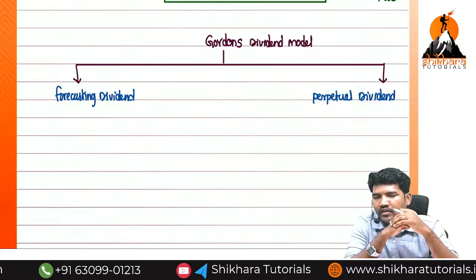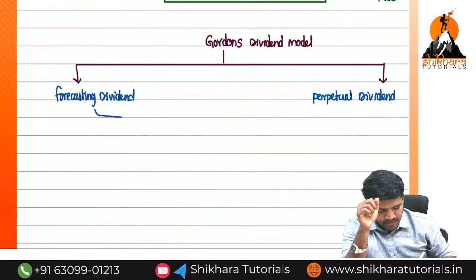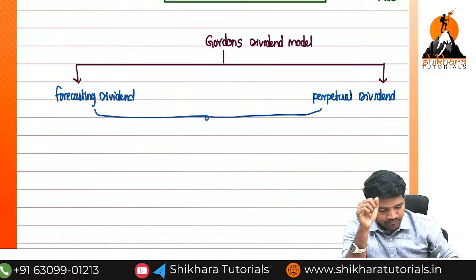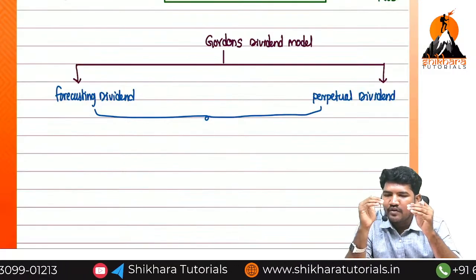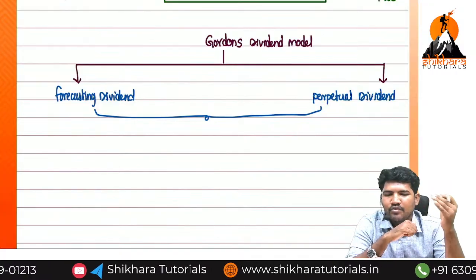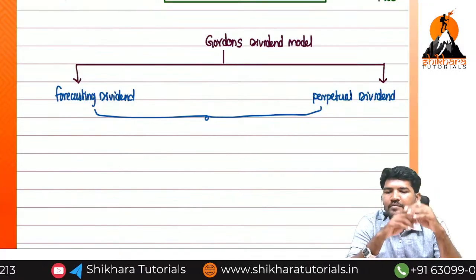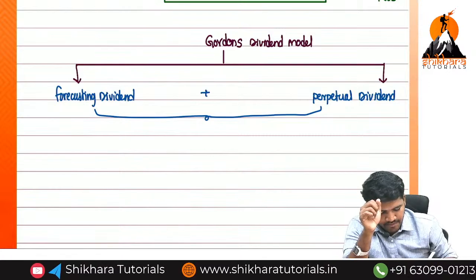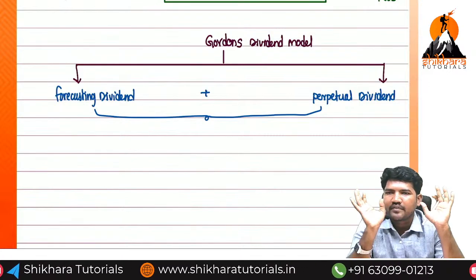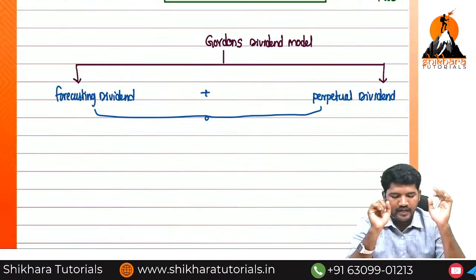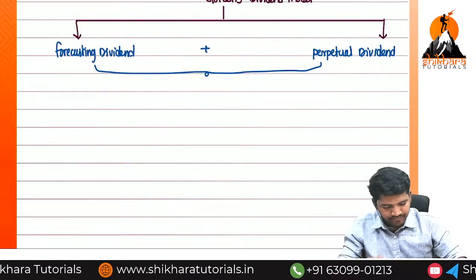Sometimes in problems they will give both. Sometimes they will ask only the forecasting point of view, sometimes only the perpetual point of view, and sometimes they will give both forecasting plus perpetual information. You have to figure out V naught or P naught. Clear? Done.